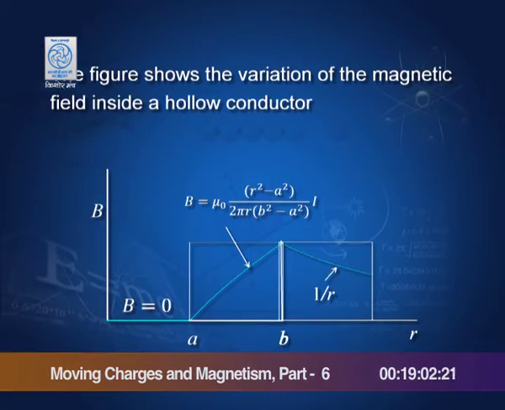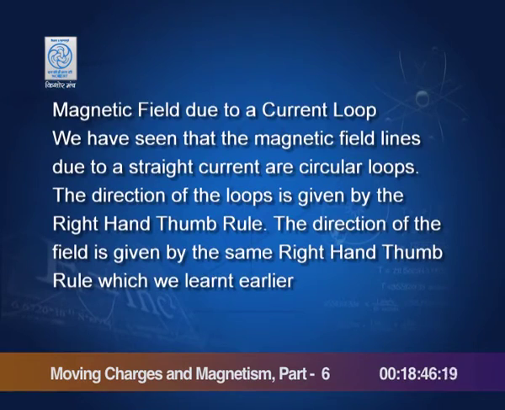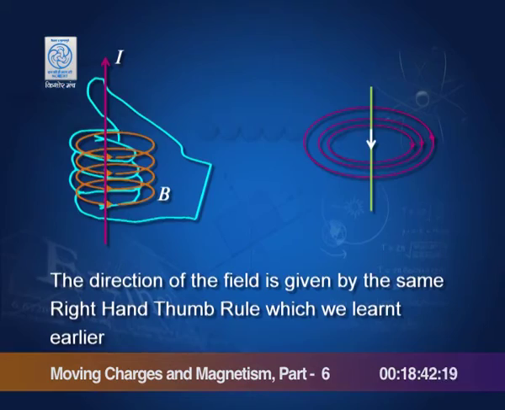And here I have sketched the magnetic field inside the hollow, then in the shell, then outside. Outside it varies as 1 by r, within the shell it varies as this, and in the hollow the field is 0. Again, you know how to find the direction of the magnetic field given the direction of the current. This is given by the right hand thumb rule.